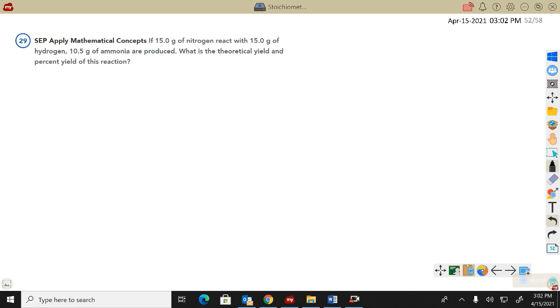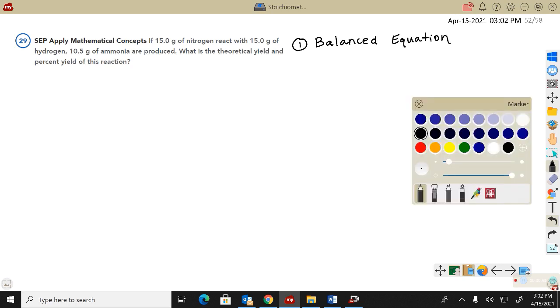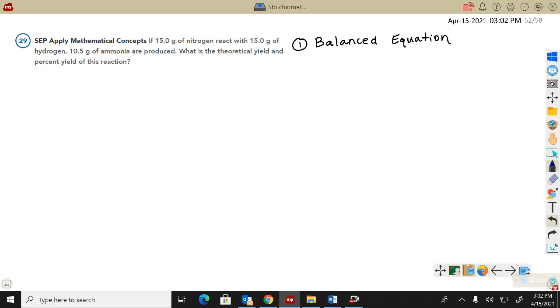Now, step one, before I can really do any work with this, is that I need a balanced equation. This is one of the equations that they've mentioned throughout the unit. I have 15 grams of nitrogen that react with 15 grams of hydrogen, and 10.5 grams of ammonia are produced. Well, I don't care about the amounts right now. I just need the balanced equation.